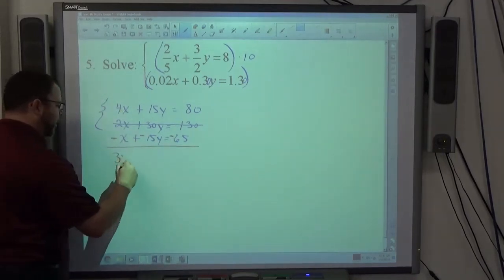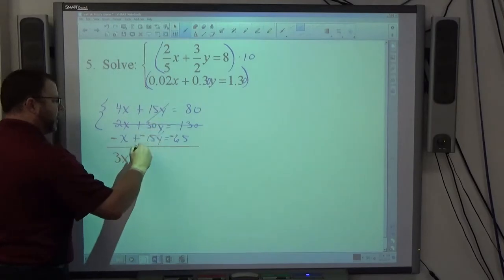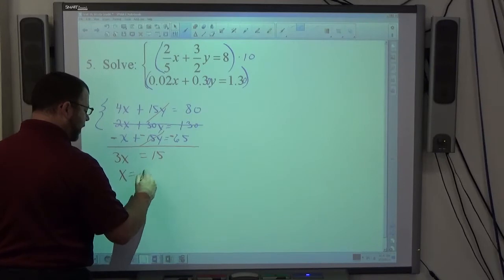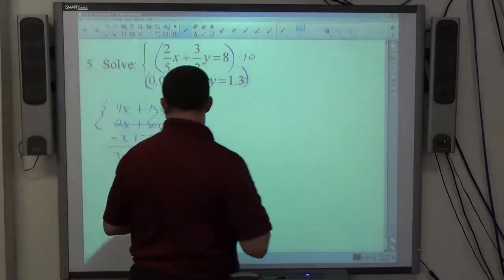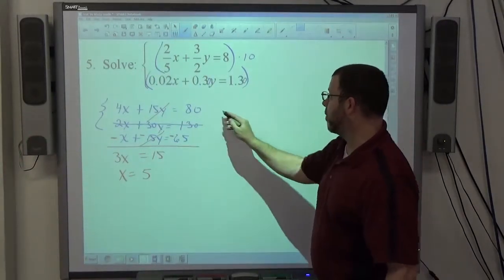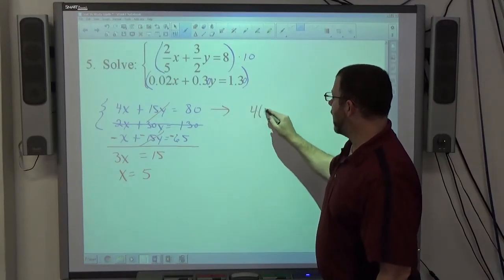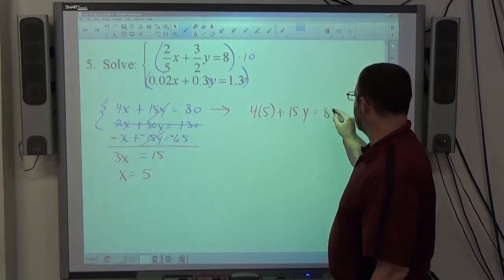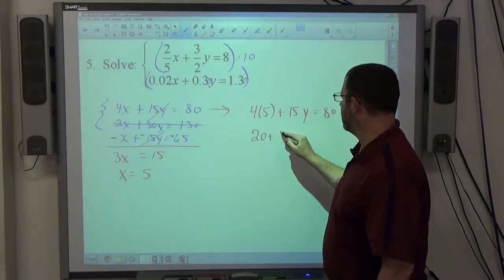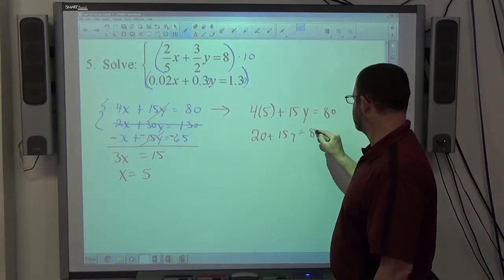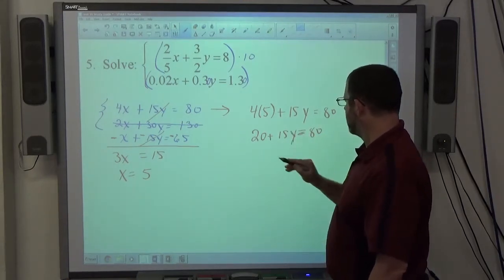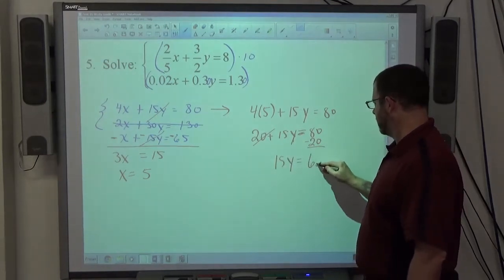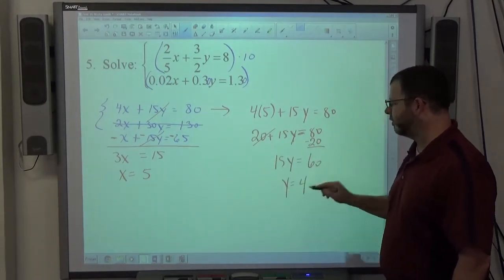4x minus x makes 3x. 15y minus 15y cancels. 80 minus 65 is 15. Just like that, divided by 3, we get x equals 5. Once we know that x equals 5, I go back to either equation. I'm going to go back to this one. 4 times x plus 15 times y is equal to 80. That's 20 plus 15y is equal to 80. Move the 20 over and subtract. We're going to get 15y is equal to 60. Divide by 15, we get y is equal to 4.